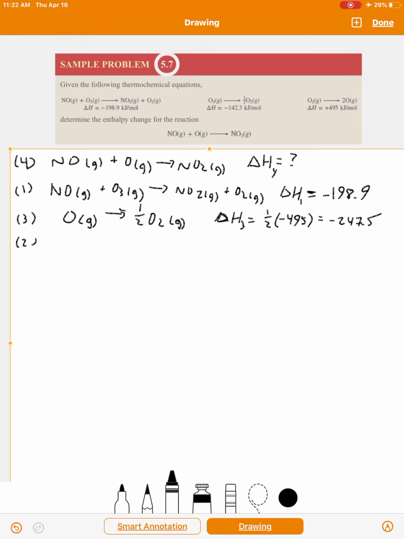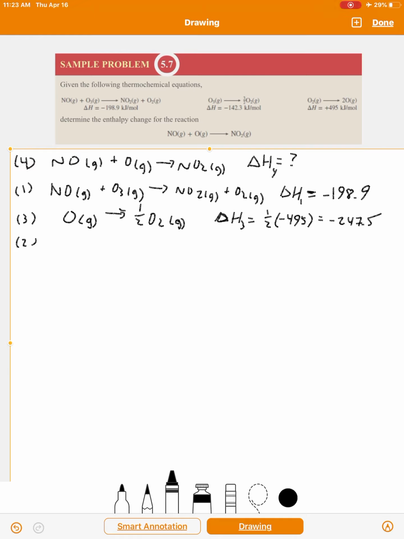We want the overall equation to be NO plus O turns to NO2. There's no O3 in there, right? But if you look at equation 1 has O3. So that O3 is going to pop up if we add equation 1, 2, and 3 together. So here's what we do. We try to figure out how to get rid of that O3. We haven't used equation 2.